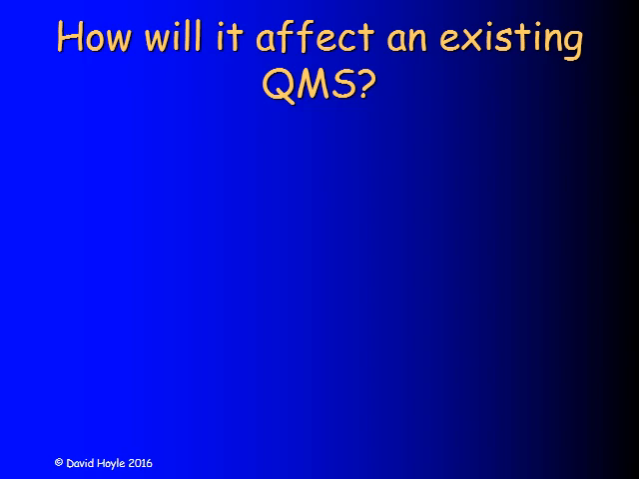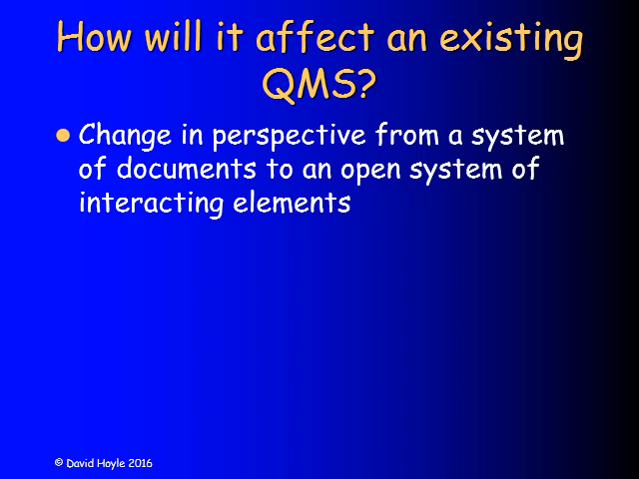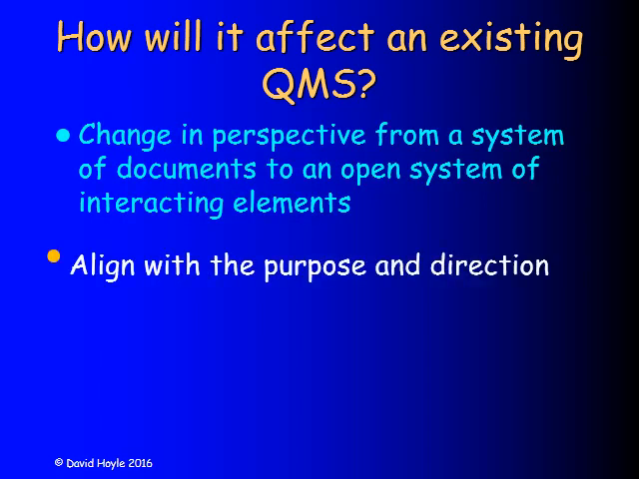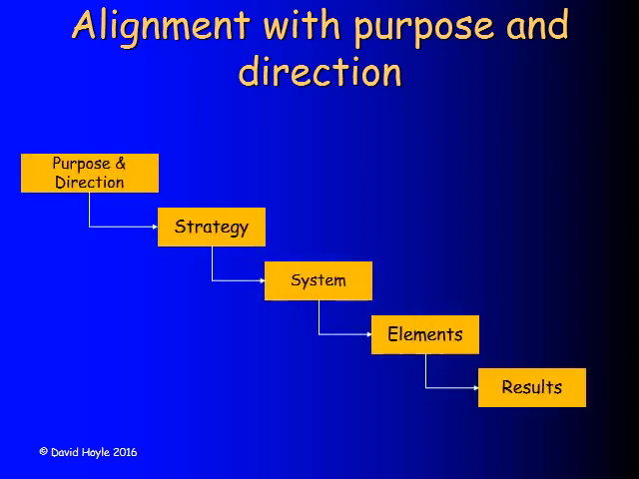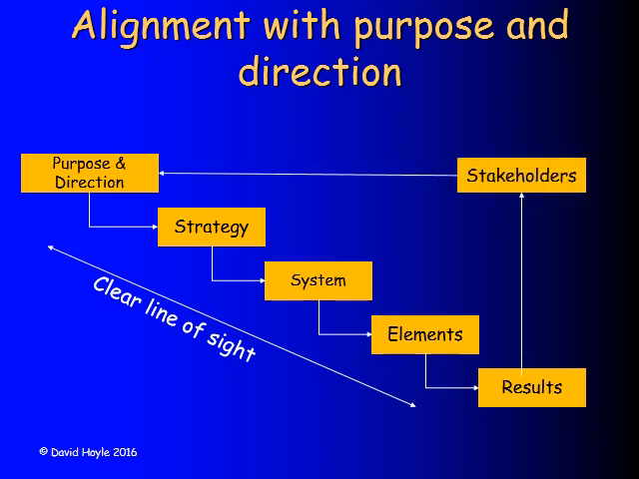So how will it affect an existing QMS? Well, there will be a change in perspective from a system of documents to an open system of interacting elements. It will need to be a system that aligns with the organisation's purpose and direction rather than being a set of documents that describes what people do. This means that there needs to be a clear line of sight between the results achieved, the intended purpose and direction of the organisation, and the needs and expectations of the stakeholders. This is a most difficult balancing act and it requires constant monitoring of the critical variables.